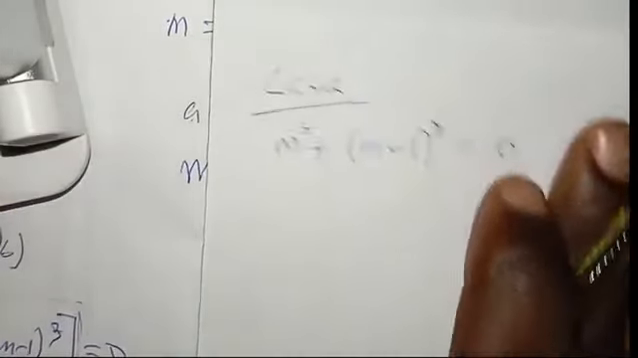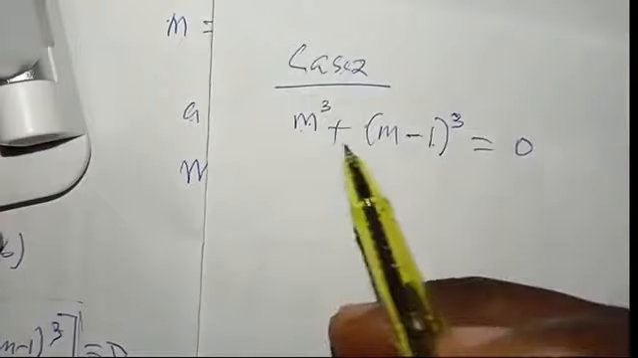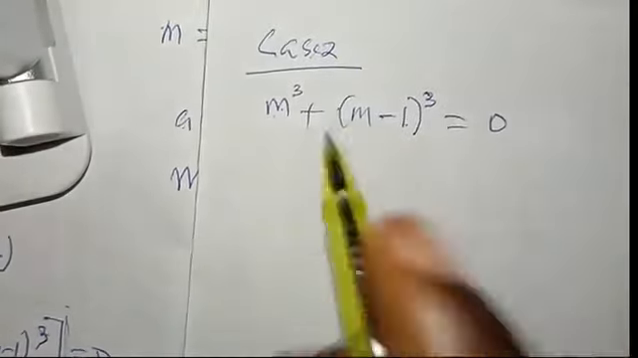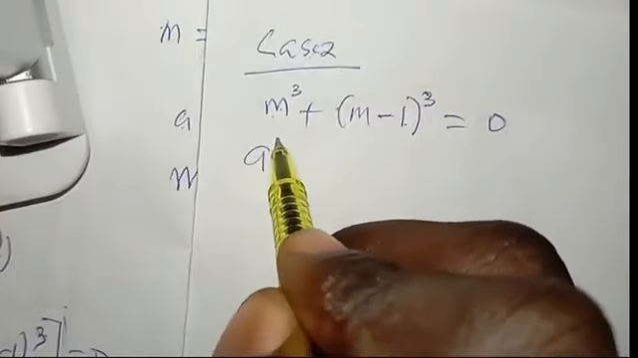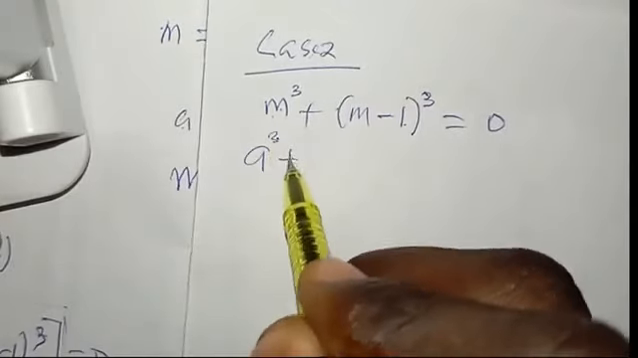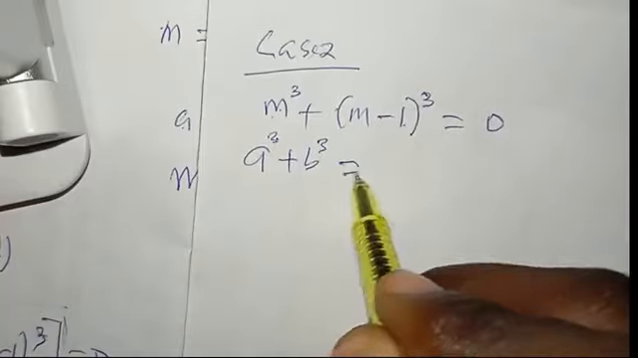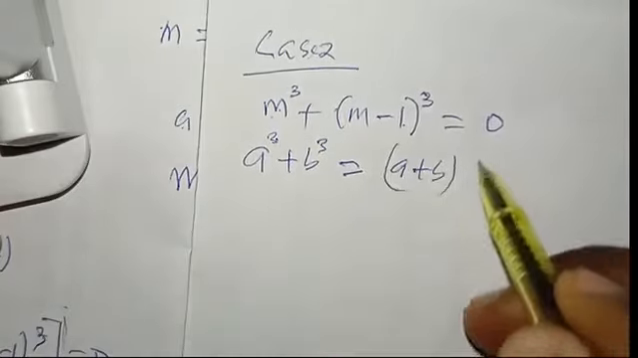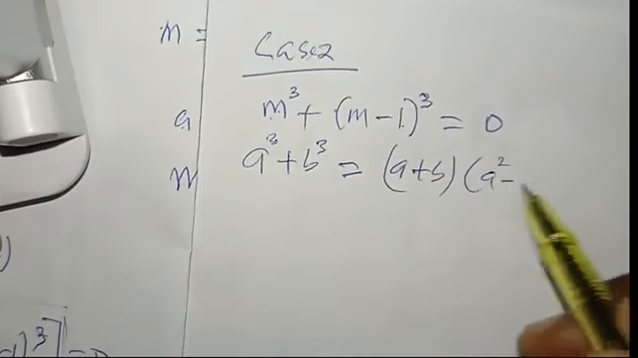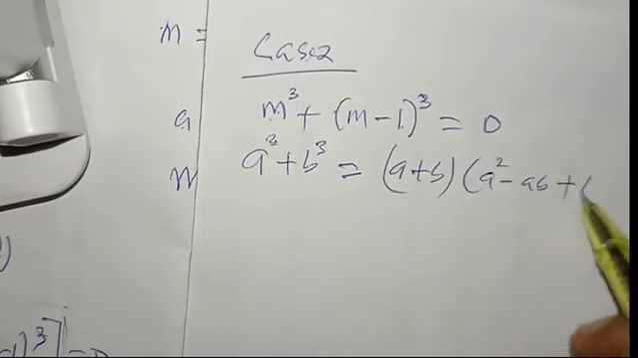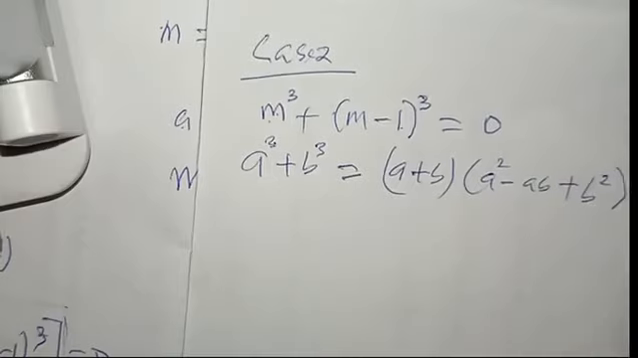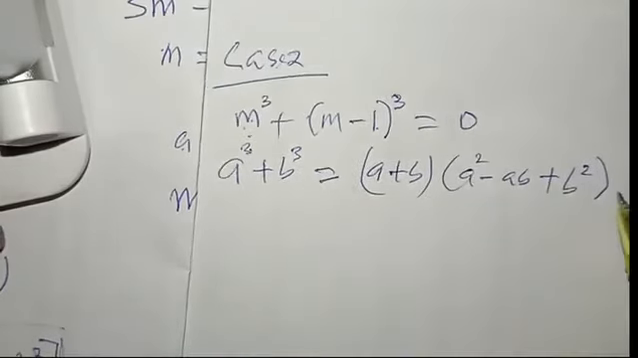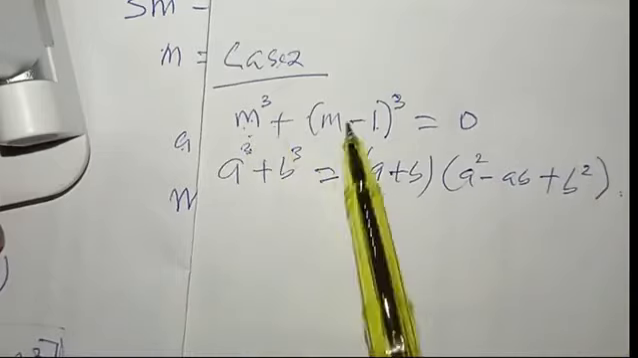Okay, so moving on, you can also see that this is a sum of two cubes, and you can remember that if you have a to the power 3 plus b to the power 3, when you expand, it is actually going to give you a plus b, and then a squared minus ab plus b squared. So this is what you're going to have when you expand this, and we're going to use this expansion to simplify what we have up here.